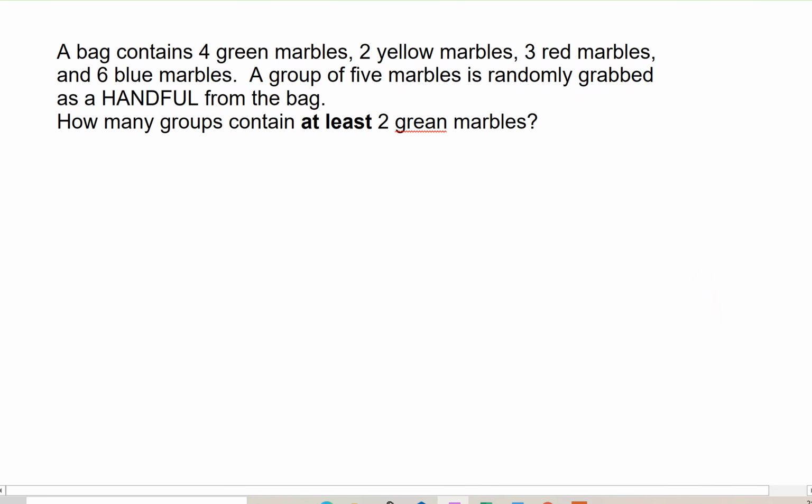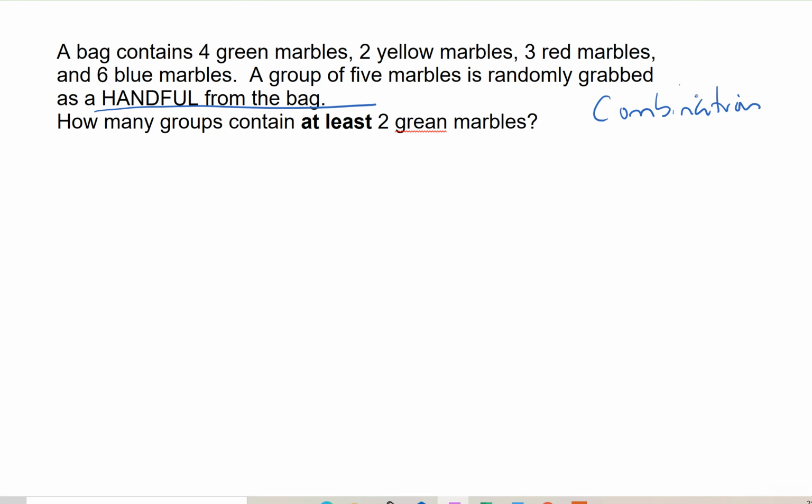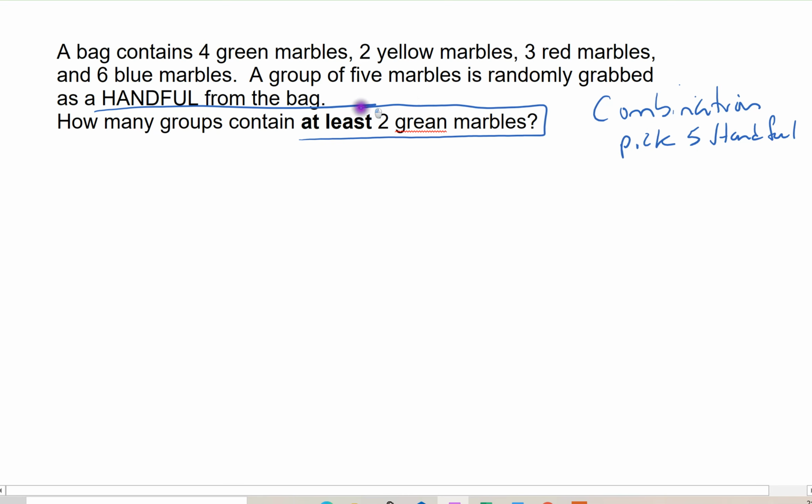Right, so I've got a bag that contains, so this is a different bag of marbles. So this new bag of marbles contains 4 green, 2 yellows, 3 red, and 6 blues. A group of 5 marbles is randomly grabbed as a handful. Alright, so as soon as you see handful, combinations, kind of like as soon as you see committee, combinations. Alright, handful, combinations. I want to know how many of my handfuls, so I'm going to pick 5 in my handful, contain at least 2 green.